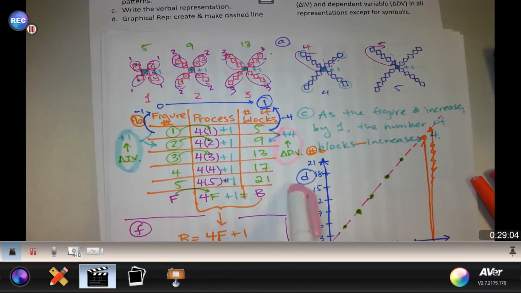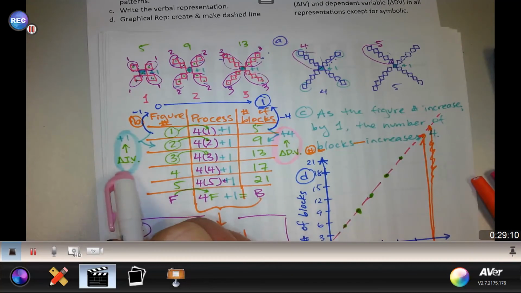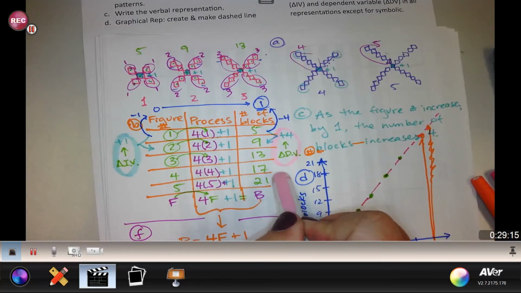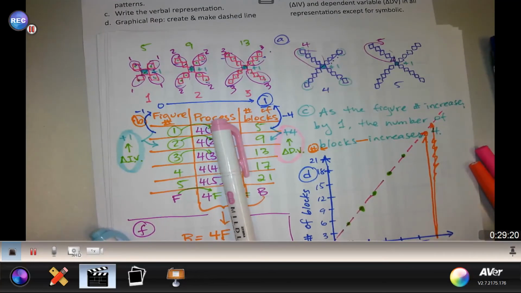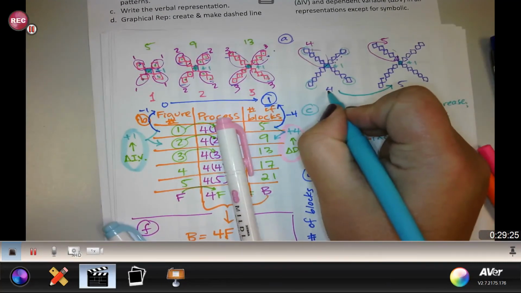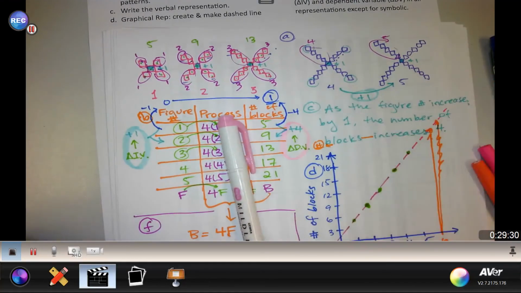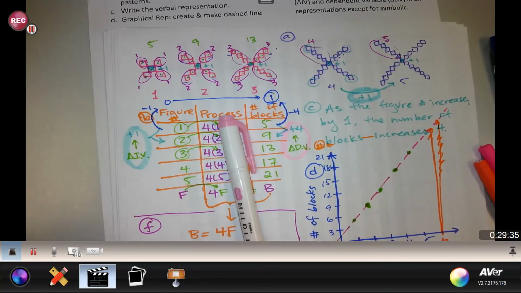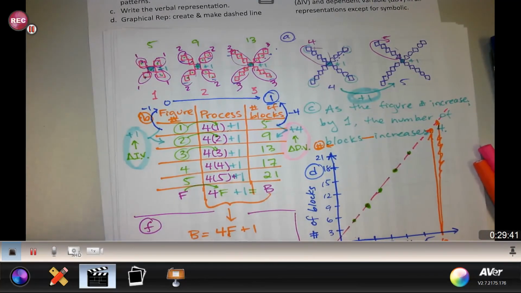So if I do this right, every time I find the change in the independent variable, it should be +1. Every time I find the change in the dependent variable, it is +4, okay? So now for the concrete model, here, really simple, all I did was, this is the figure number below, you add 1. That is my change in independent variable. So I'm going to circle it or label it. And remember, that triangle just means change in, and then IV is independent variable.